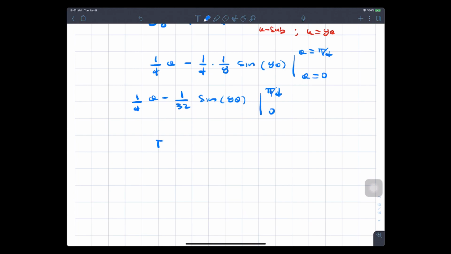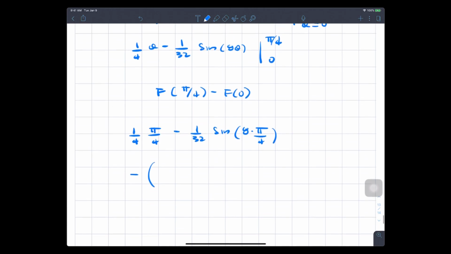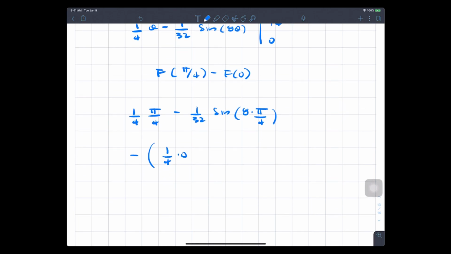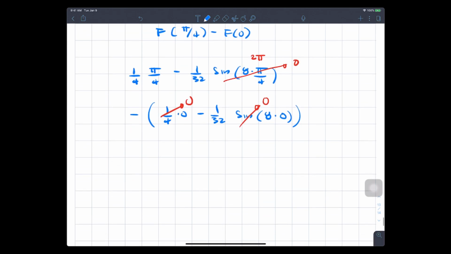So remember, this will be f of pi over 4 minus f of 0. 1/4 times pi over 4 minus 1 over 32 sine of 8 times pi over 4, minus 1/4 times 0 minus 1 over 32 sine of 8 times 0. Let's see what's nice about this. This portion is really 0, and sine of 8 times 0 is 0. Sine of 0 is 0. And 8 times pi over 4 is 2 pi, so sine of 2 pi is also 0. Double check these things. It looks like the area here is pi over 16.